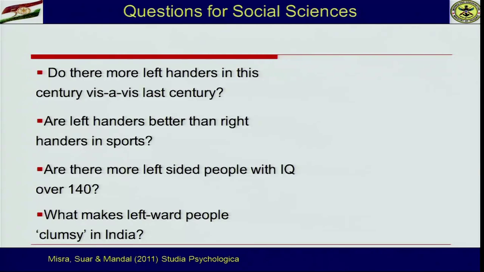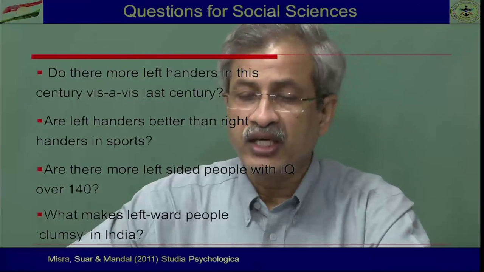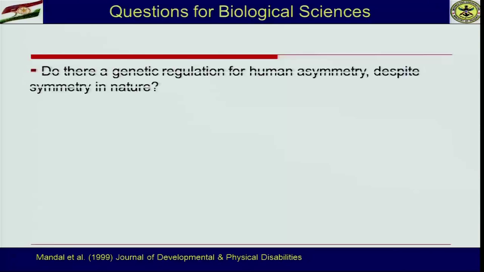What makes leftward people clumsy in India? For example, if a person is clearly left-handed, and since social desirability is always for the right side, do they become clumsy over a period of time, and do they commit more accidents as a result? So, what makes leftward people clumsy in India? Is it because of social desirability, or not having a left-fit world around them for the use of implements and other kinds of activities? These are the questions we have found for the social scientists. So, like evolutionary scientists, we have some questions regarding side bias in social sciences.